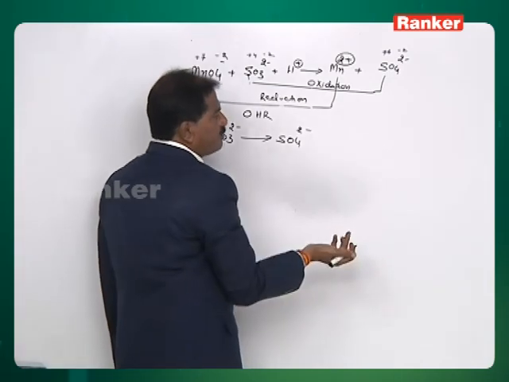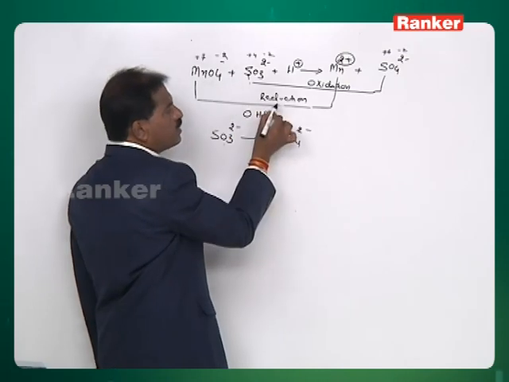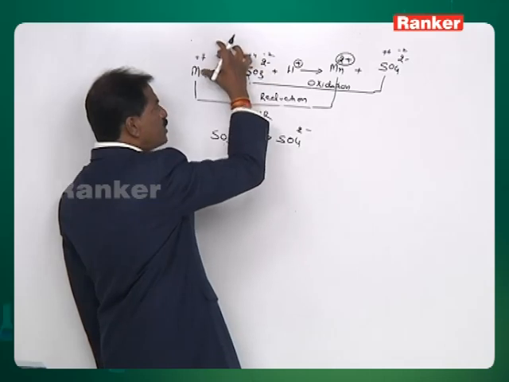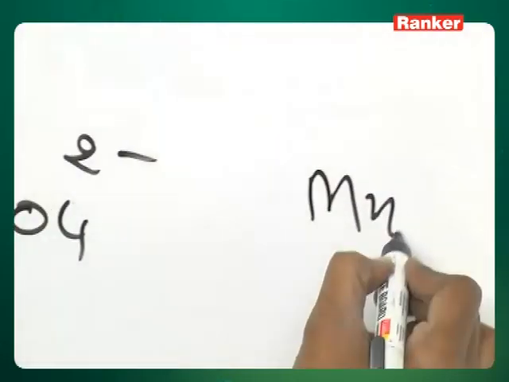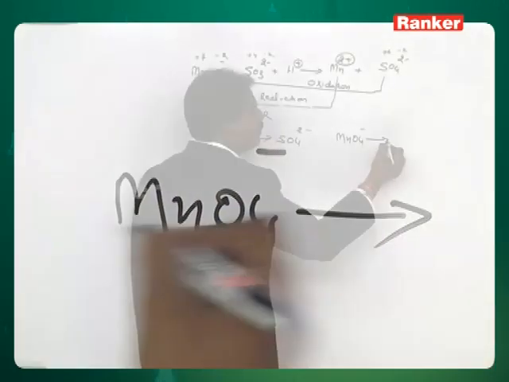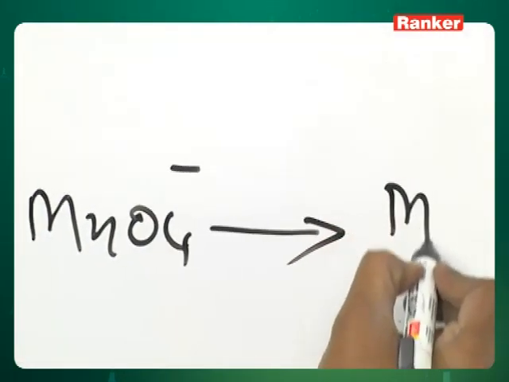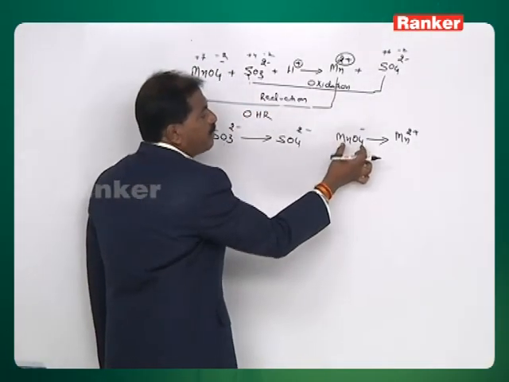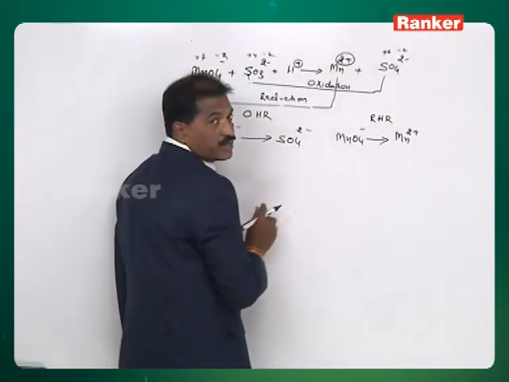Similarly, the second part of the reaction. Here MnO4 minus, here manganese is undergoing reduction. Since manganese is present inside the MnO4, you separate the entire MnO4 from the main reaction. So MnO4 minus. This side, manganese is getting converted into Mn2 plus. Therefore, Mn2 plus. Here manganese is undergoing reduction. Therefore, the entire reaction is called the reduction half reaction.